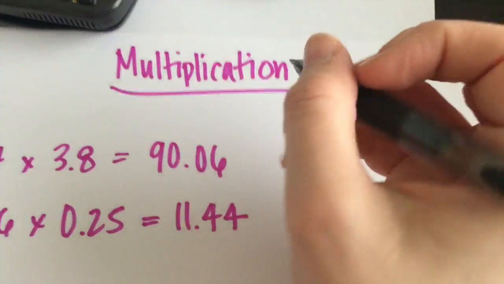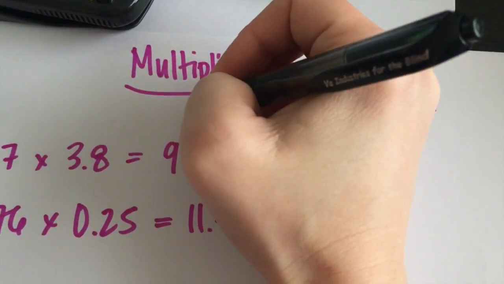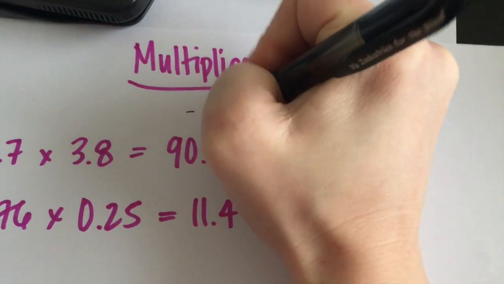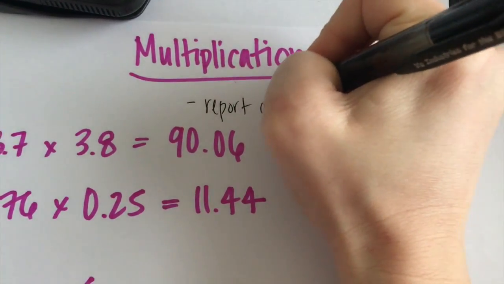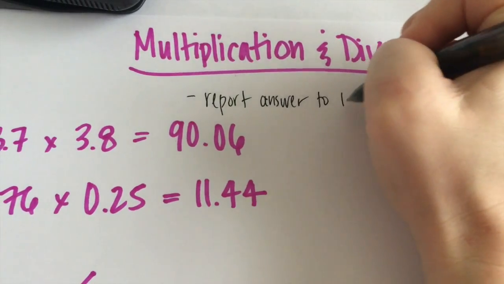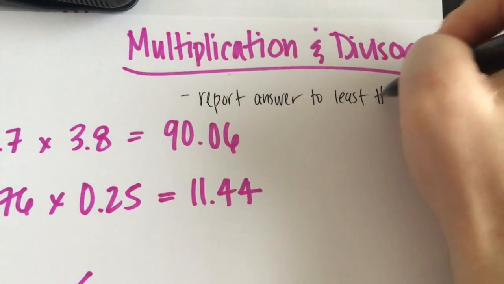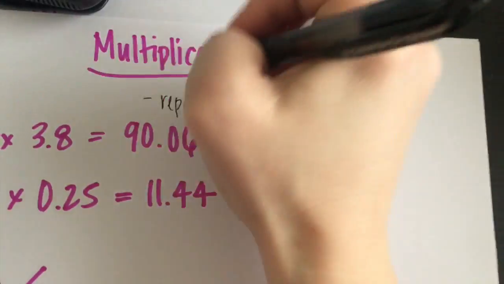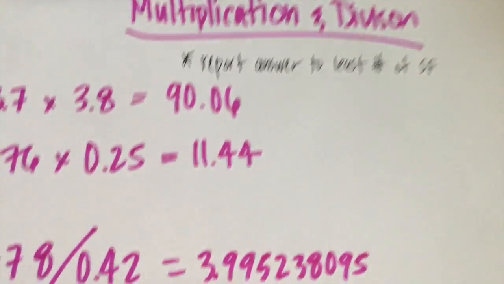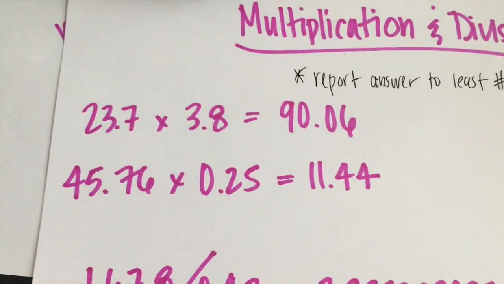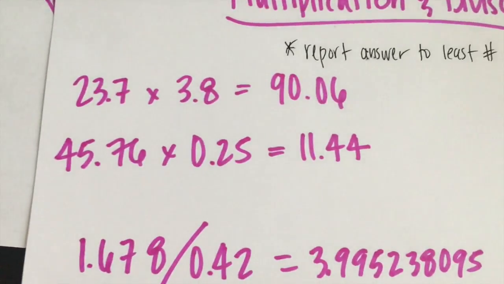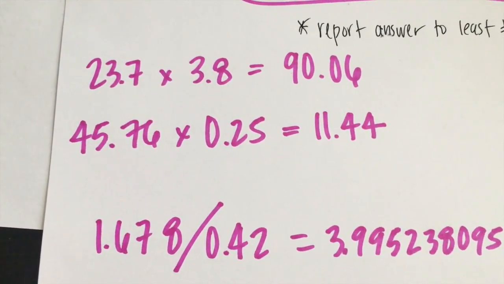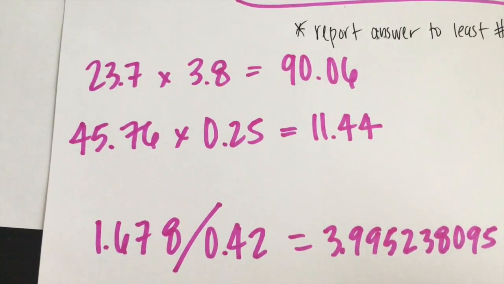For multiplication and division, you're going to report the answer to the least number of significant figures. So report answer to least number of sig figs. So what does that mean? All right. What you want to do is go through your problem and identify the number of significant figures. After a while, you'll be able to spot and figure these out. But as you're learning, you're probably just going to have to count them.